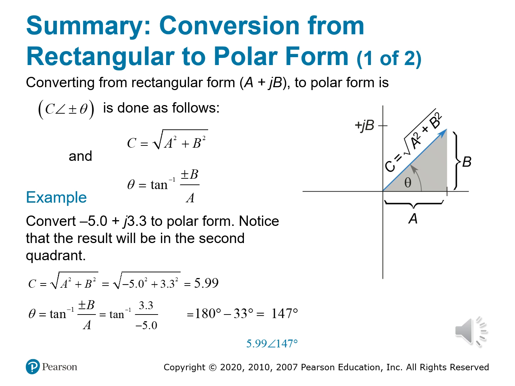Step 2, you want to calculate the angle. And this is where direction comes in. We use tangent for this. So theta is equal to the inverse tangent of B over A, and you see that on the slide, and they come up with 147 degrees. The final polar form of the phasor then becomes 5.99, the magnitude, at an angle of 147 degrees.